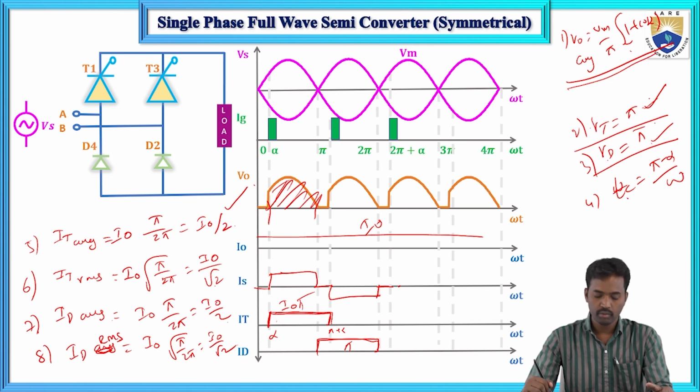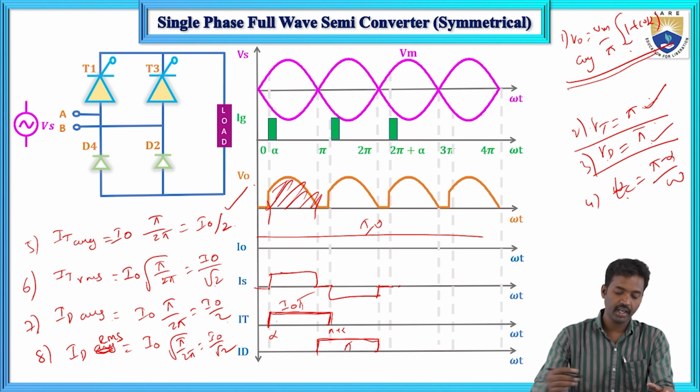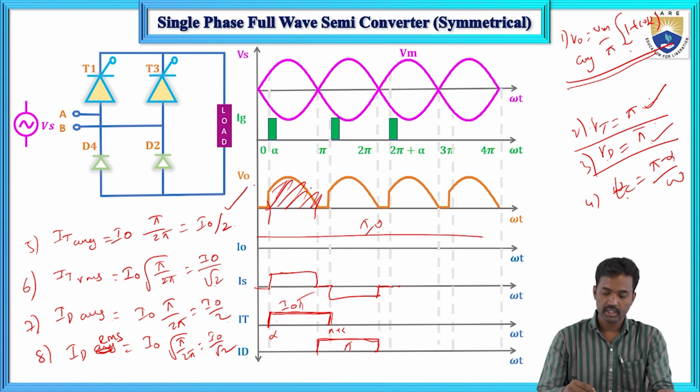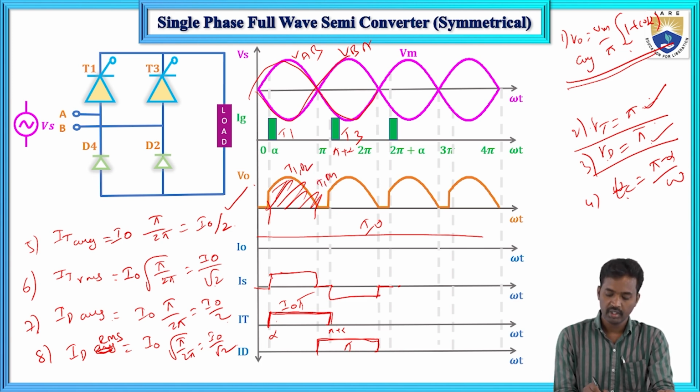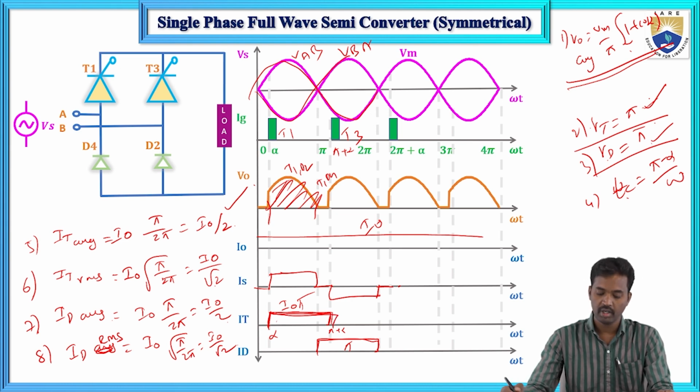1, 2, 3, 4, 5, 6, 7, 8. So these are the waveforms. So VAB, VBA. So this is T1 at alpha. T1 will trigger at pi plus alpha, T3 will trigger, and here T1 and D2 will conduct, here T1 and D4 will conduct. So T1 duration is from alpha to pi plus alpha.